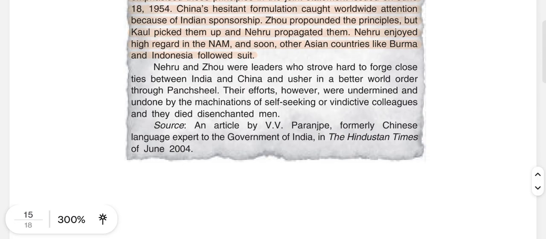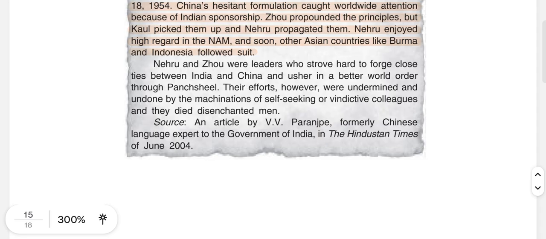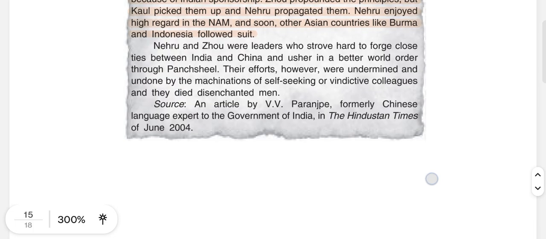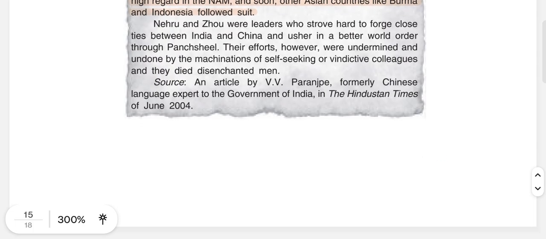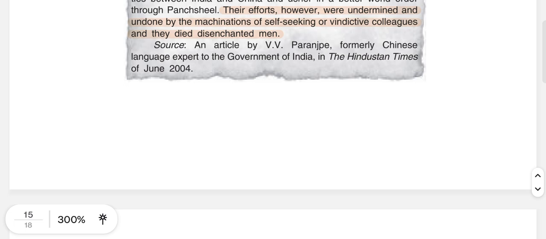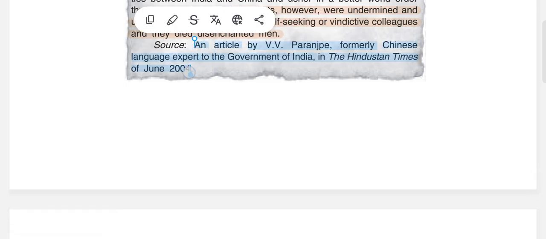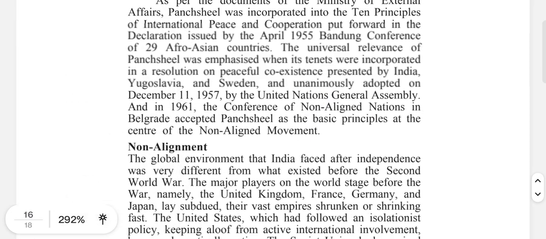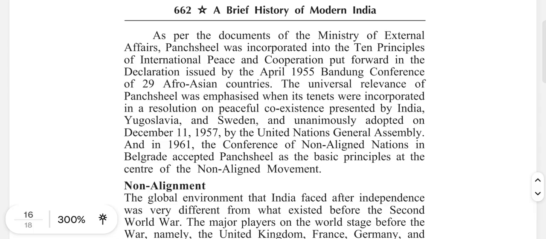Nehru enjoyed high regard in the NAM, and soon, other Asian countries like Burma and Indonesia followed suit. Nehru and Zhou were leaders who strove hard to forge closer ties between India and China and usher in a better world order through Panchsheel. Their efforts, however, were undermined and undone by the machinations of self-seeking or vindictive colleagues, and they died disenchanted men. Source: an article by V.V. Paranjpe, formerly Chinese language expert to the Government of India, in the Hindustan Times of June 2004. 662. A brief history of modern India as per the documents of the Ministry of External Affairs.